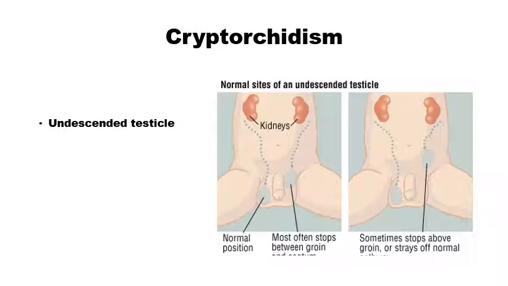Cryptorchidism is the failure of a testicle to descend. So you'll see here this is stuck in the inguinal area. So it may stray off or stop above the groin and fail to descend into the sac. This will require surgery as well.